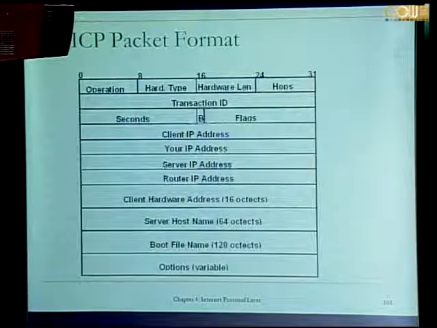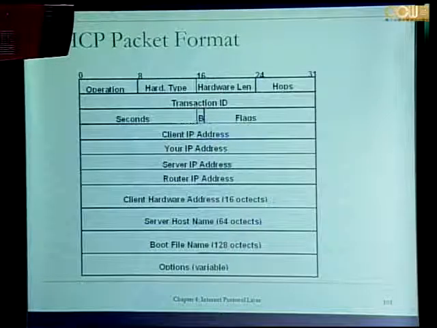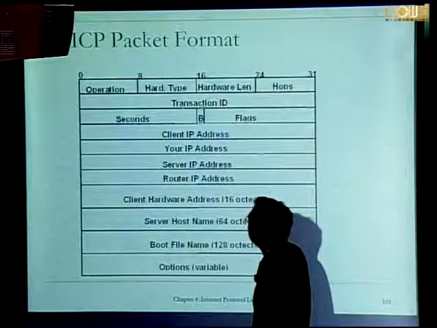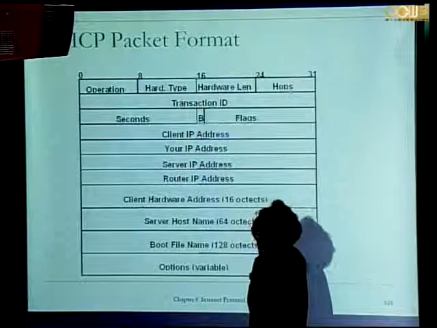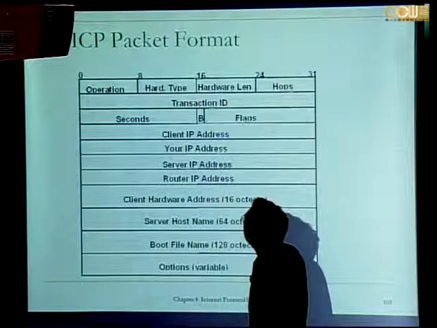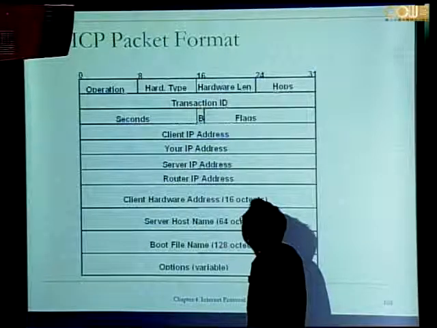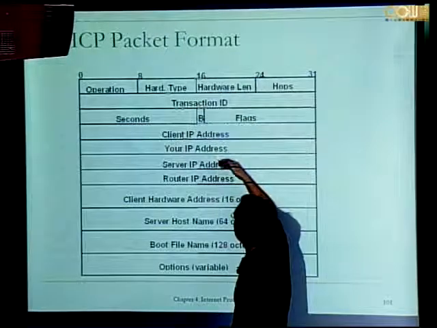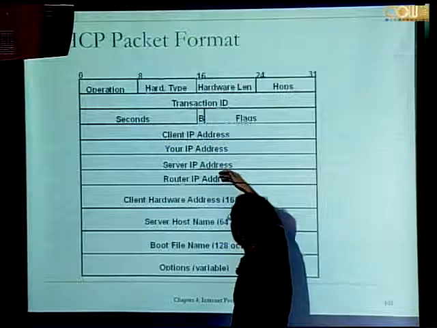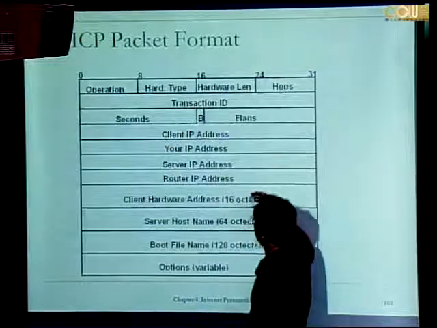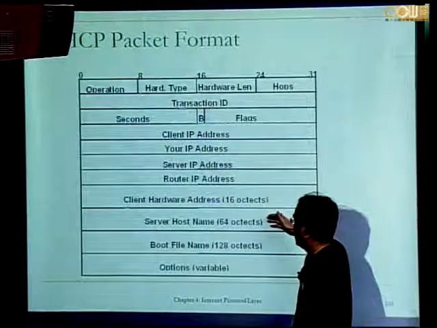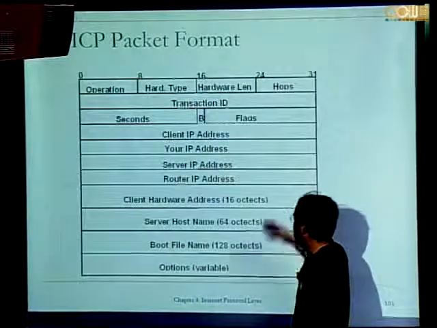Okay, that's the DHCP packet format with this set of parameters. It would give you the IP address of yours and also your server IP address and your router IP address, default router. And also it has a client MAC address and host name, boot file name, some others.